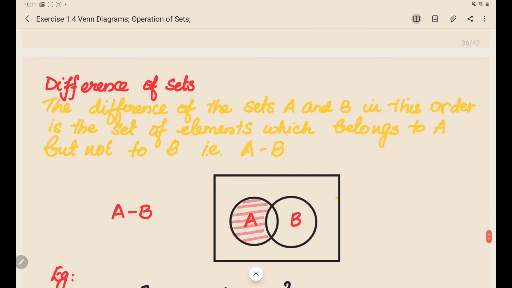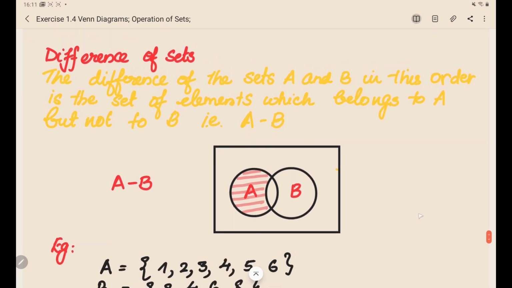The last topic for the exercise 1.4 is the difference of sets. So now you know how to differentiate between union and intersection, right? Now we learn about what is the difference of a set. That is what is shown exactly in this Venn diagram. You can see that the difference of set A and B in this order is a set of all elements which belong to A but do not belong to B. A minus B means only the elements which are in A, and these elements do not belong to B. That is all the elements of set A which belong only to set A.